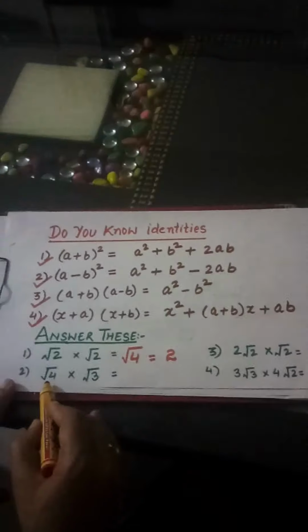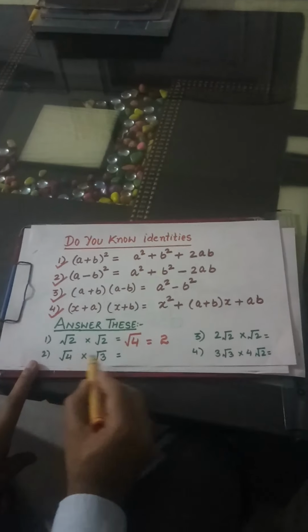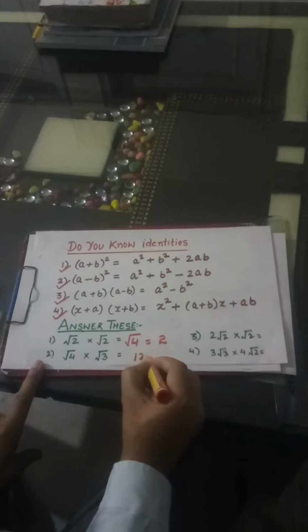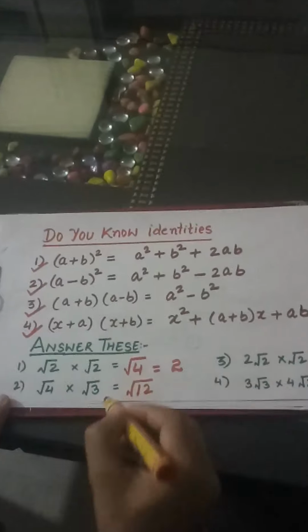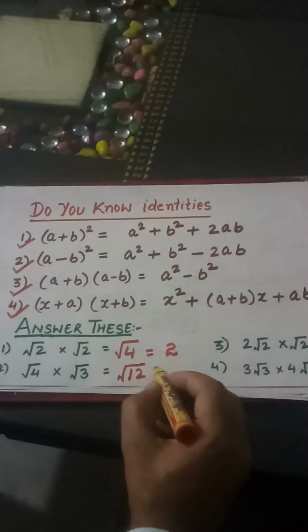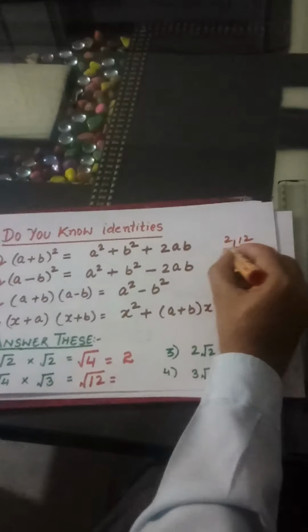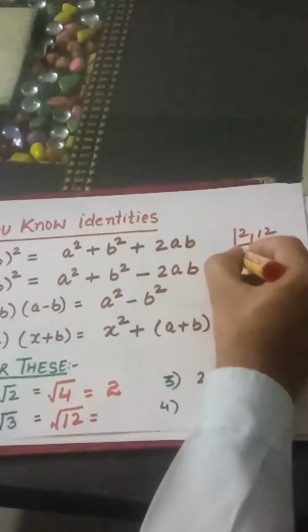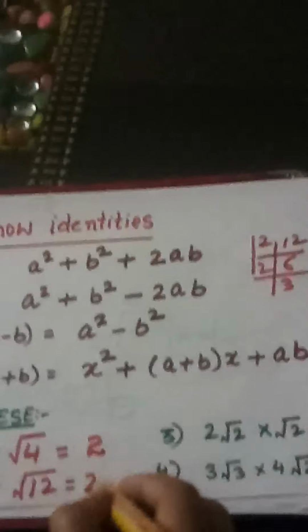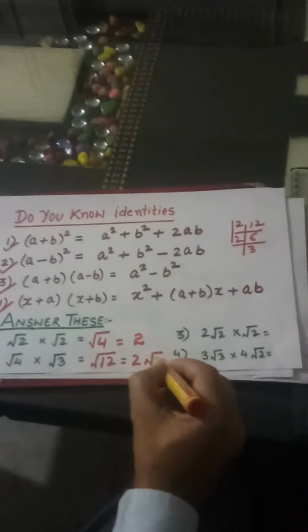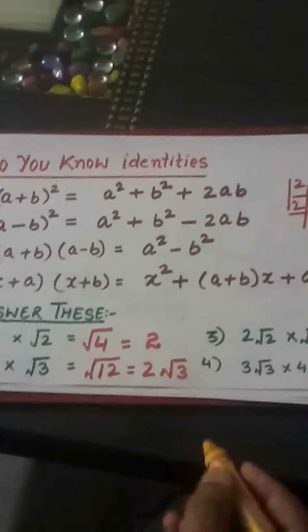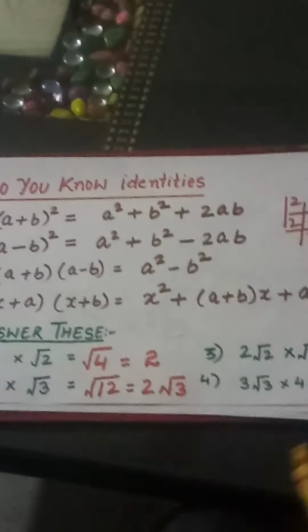Can you multiply now root 4 with root 3? 4 into 3 is 12 under the root. But we know that 12 is not a perfect square. But if we factorize 12, we do have factors like this. Then one pair is complete, so it will come out. And in the root is left only 3. So it is 2 under root 3.